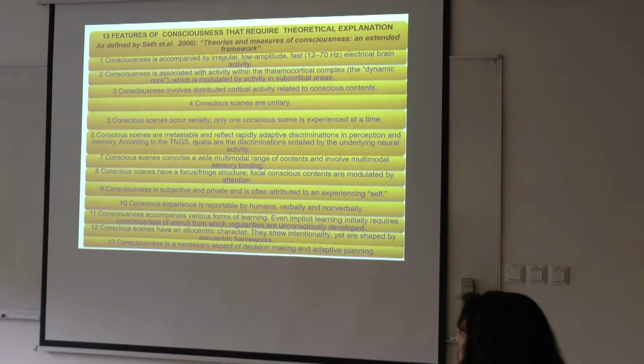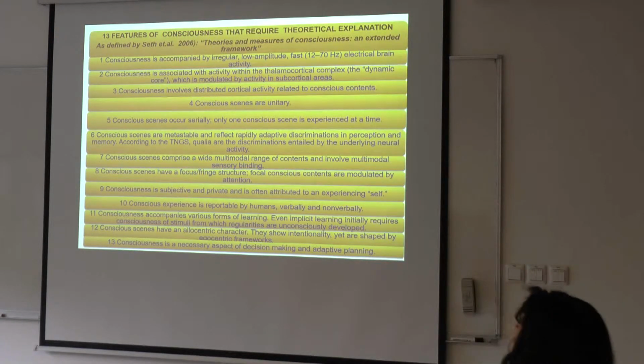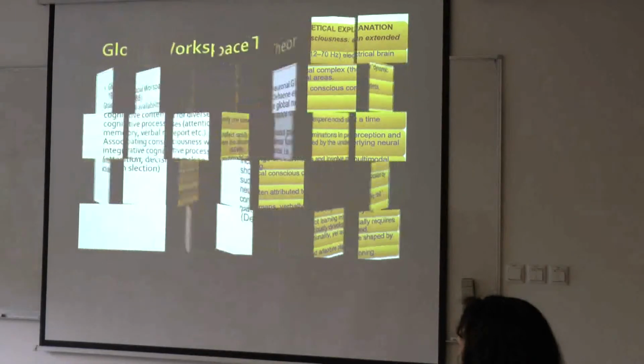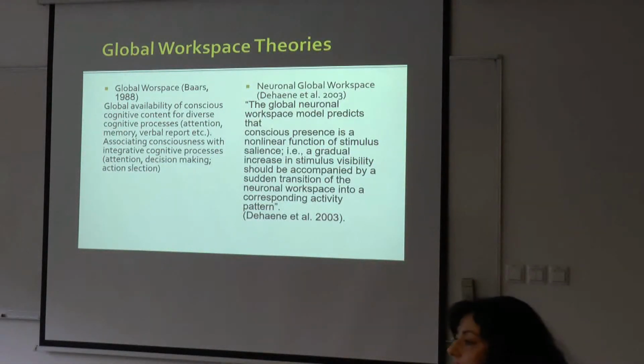Consciousness is a necessary aspect of decision-making and adaptive planning. Conscious scenes have an allocentric character. They show intentionality, yet they are shaped by egocentric frameworks. Consciousness accompanies various forms of learning. Conscious experience is reportable by humans verbally and non-verbally. Consciousness is subjective and private and often attributed to an experiencing self, and so on. Conscious scenes are unitary. Consciousness is accompanied by regular low amplitude, fast, up to 70 Hz electrical brain activity, and so on.